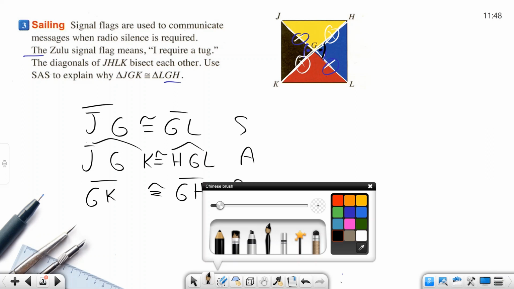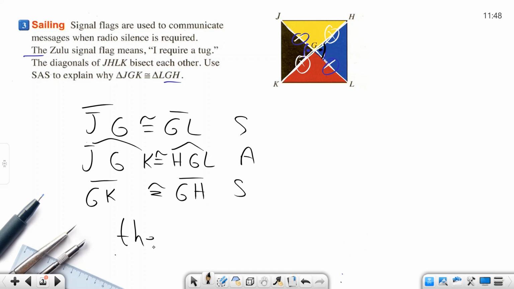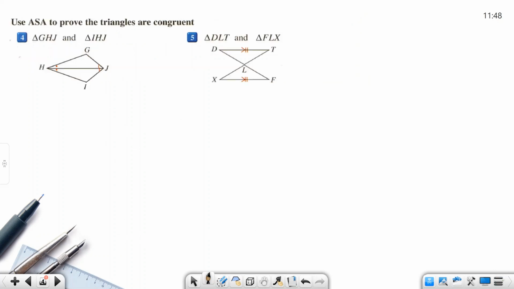Let's write it down. I don't want to write the therefore part either, but let's write it this last time. Therefore, triangle JGK is congruent with triangle LGH. So that's done. That's the whole point. You just need to find the common side and common angle, so it will bring the congruency.